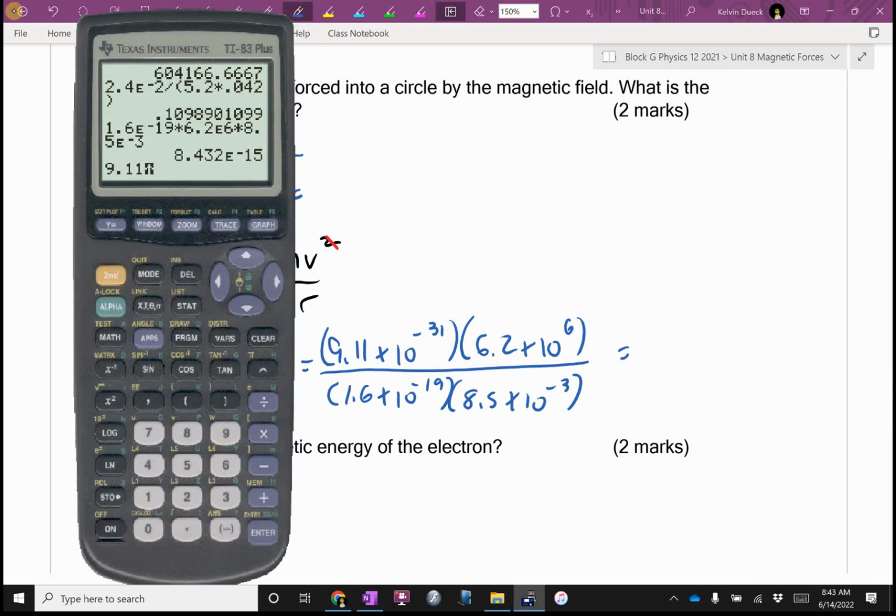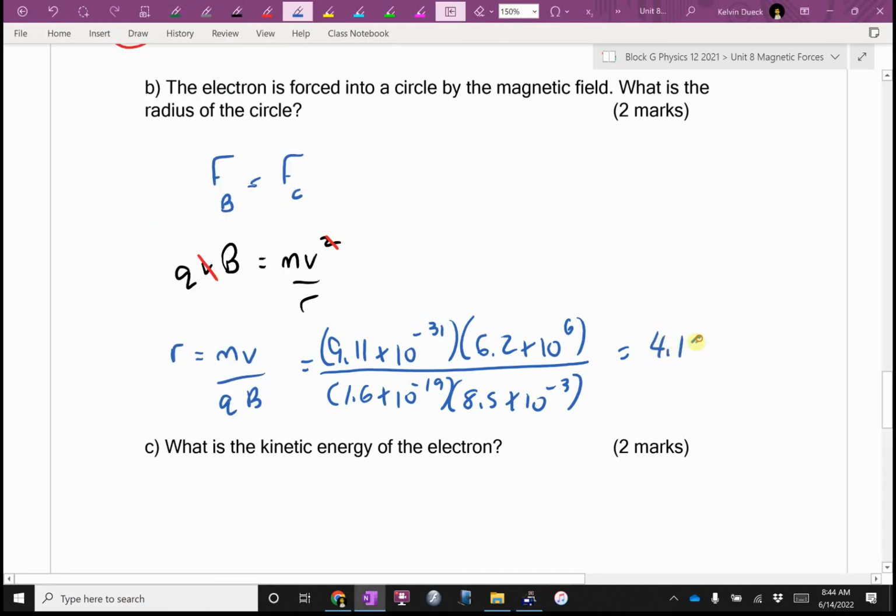9.11 times 10 to the negative 31 times 6.2 times 10 to the 6th, divided by bracket 1.6 times 10 to the negative 19 times 8.5 times 10 to the negative 3, and I get 0.004 meters. So about 4 millimeters, not a very, very big radius, but detectable. I'm going to write it, I think, in scientific notation, 4.15 times 10 to the negative 3 meters.